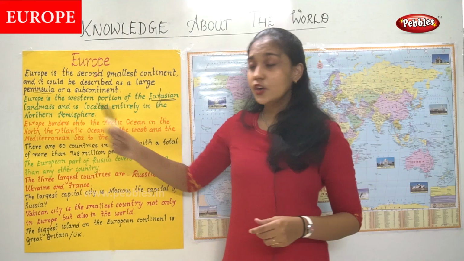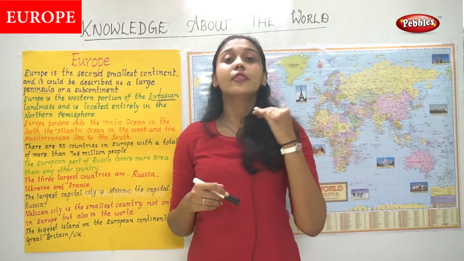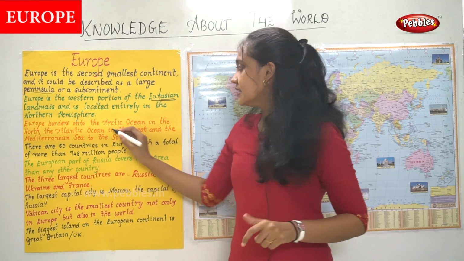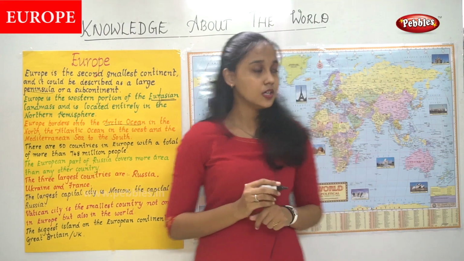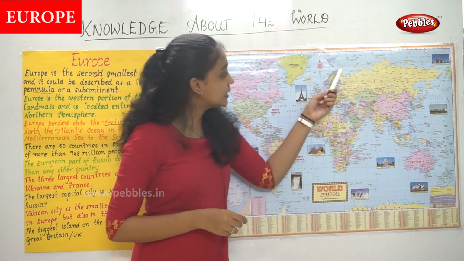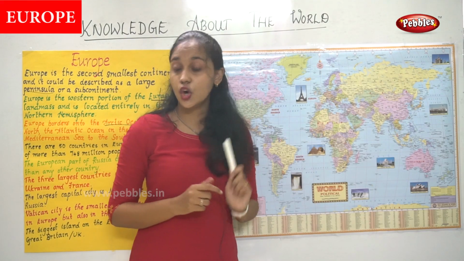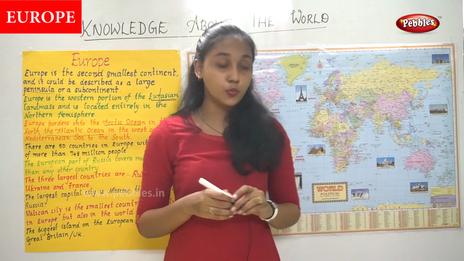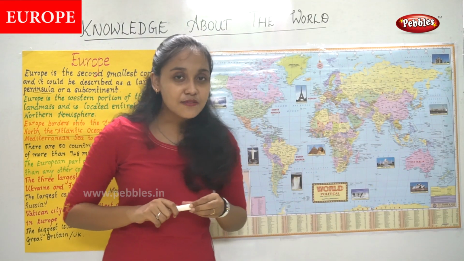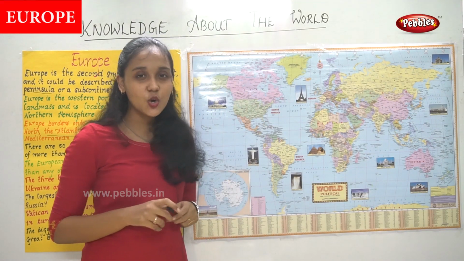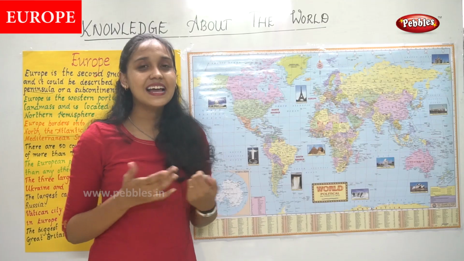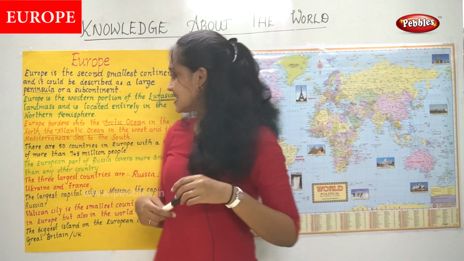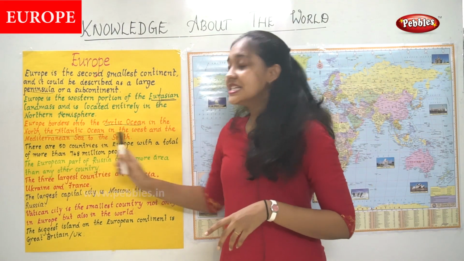Then Europe borders on two. So we are going to learn about the borders. Looking at the map, you will probably be able to say that the Arctic Ocean is in the north. Can you spot it? It's right here. The next one, the Atlantic Ocean in the west. To be more specific, it is the North Atlantic Ocean because this continent lies entirely in the north. So the North Atlantic Ocean on the west, and then the Mediterranean Sea to the south.